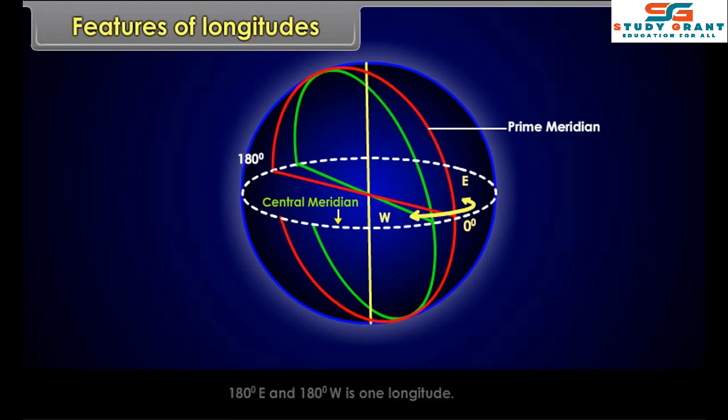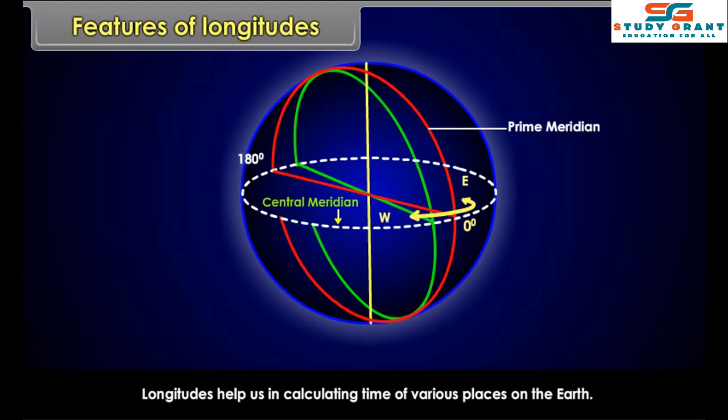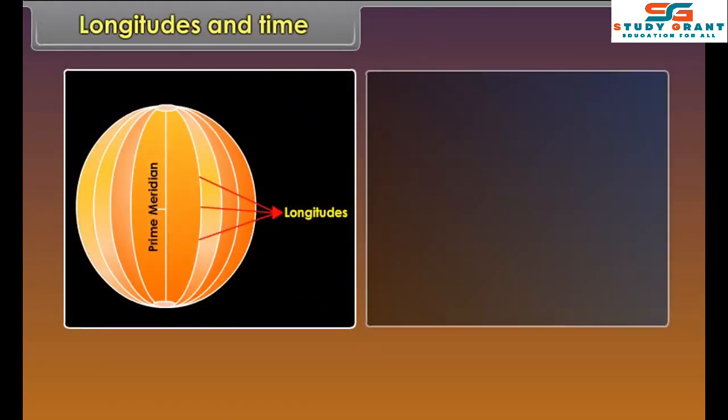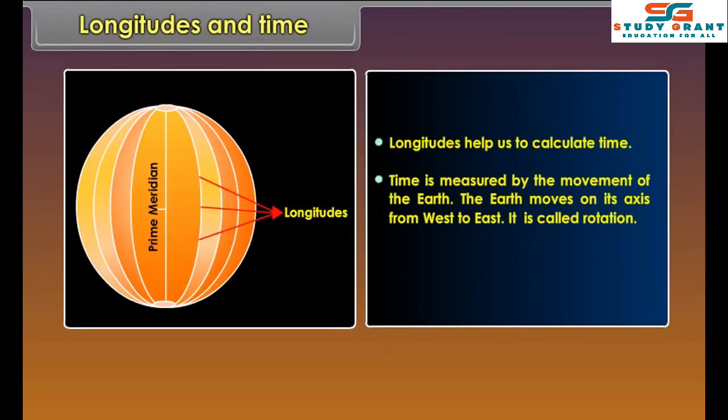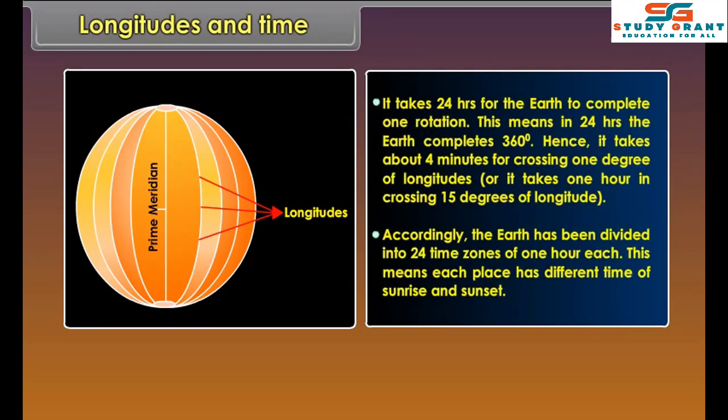It divides the Earth into eastern and western hemispheres. They are semicircles. Longitudes are 360 in all, 180 in the east and 180 in the west of the prime meridian. 180 degrees east and 180 degrees west is one longitude. Longitudes help us in calculating time of various places on the Earth. The distance between longitudes is maximum at the equator and it goes on decreasing towards the poles.